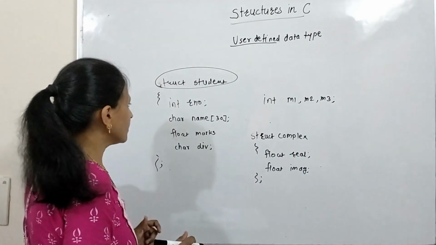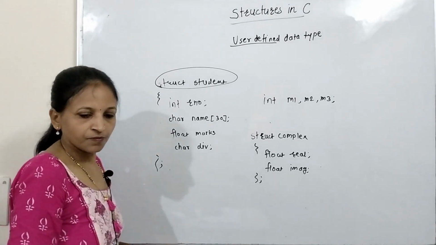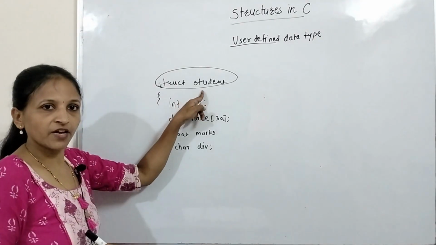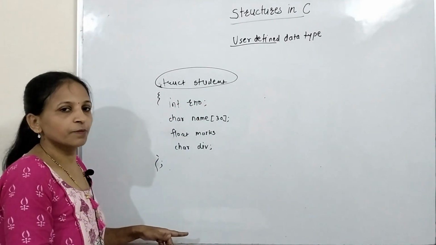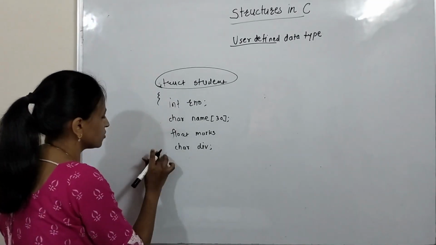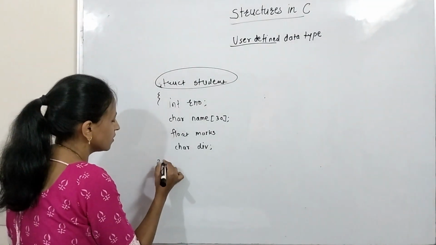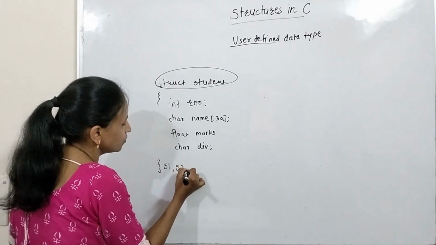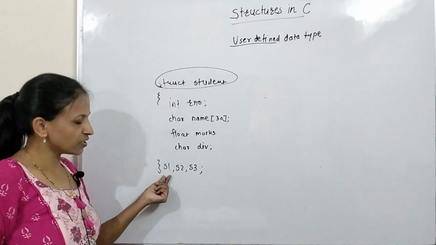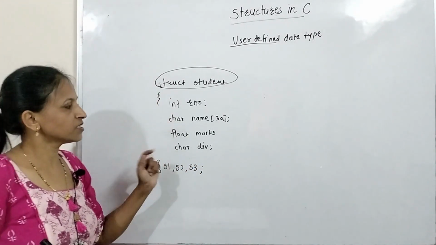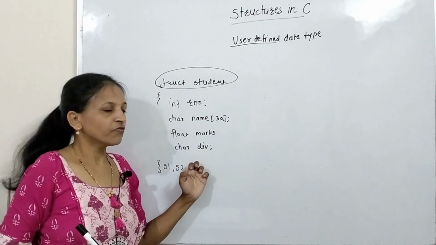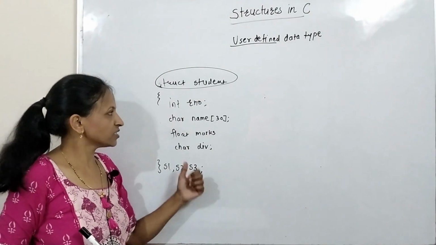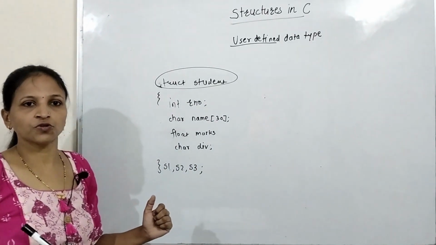How? For that, the syntax is like, for this student structure I want to create 3 variables. Then we can create over here also, like S1, S2, S3. Now this S1 is what? S1 is a variable of type this struct student. S2 is again a variable of type this struct student, and S3 is again a variable of type this struct student.